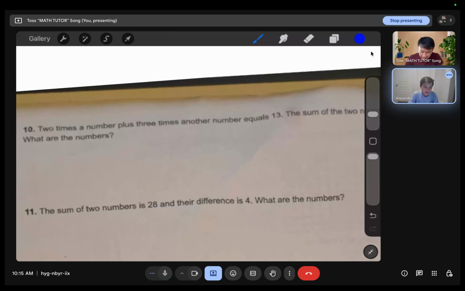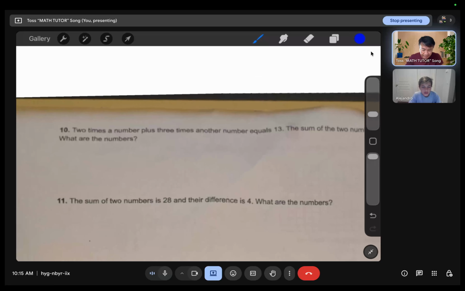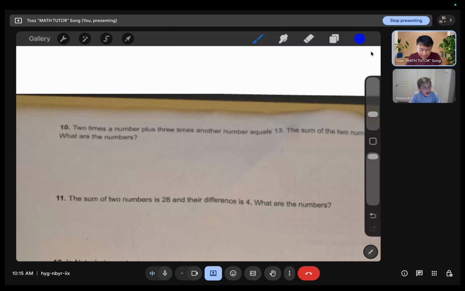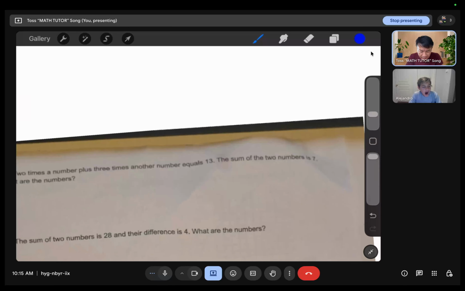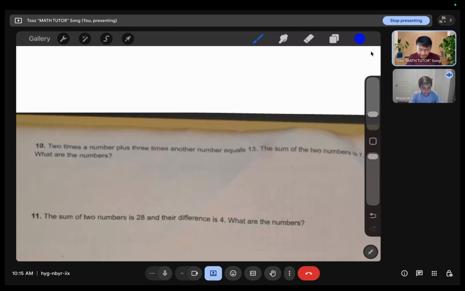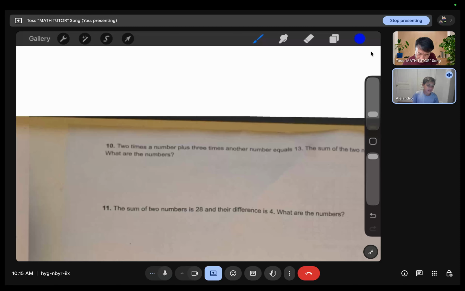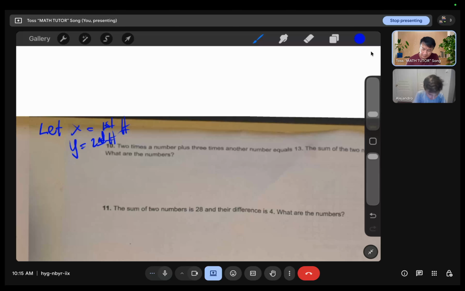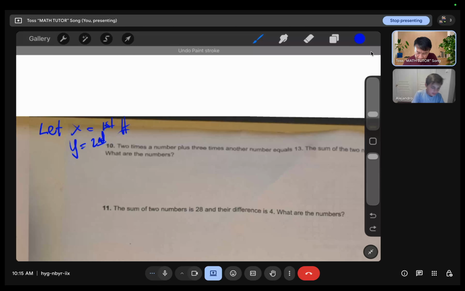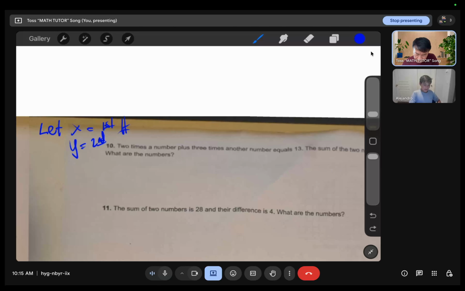Two times a number plus three times another equals 13. The sum of the two numbers is 7. I'll do the first number, it could be X, and the second number, Y. Yeah, let's do that. Define them.